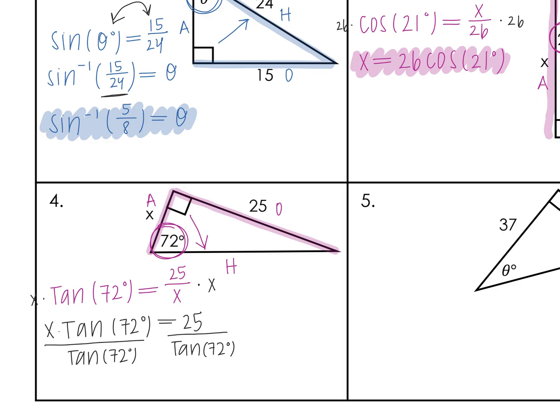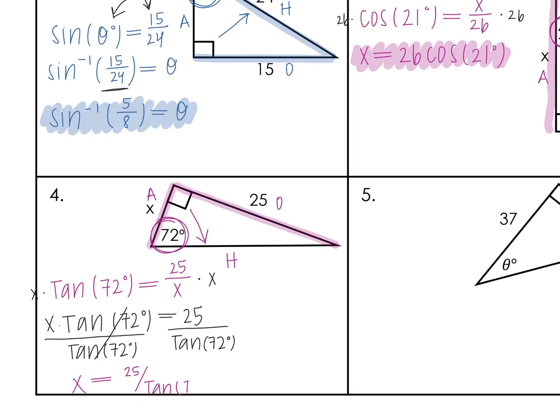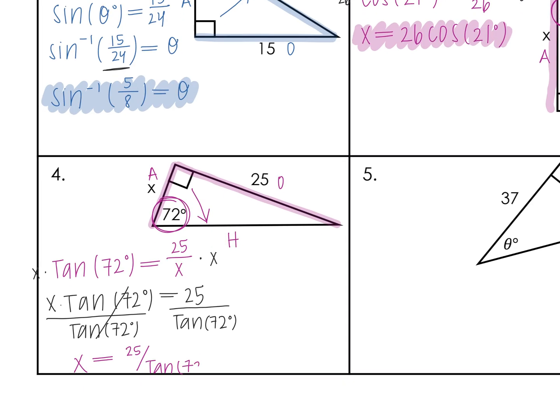And I'll be left with x on my left side. So here, my x is going to be equal to that 25 divided by tangent of 72 degrees. Sorry, it wasn't letting me write. And so this right here will be your final answer for your calculator ready form, ready for you to plug in. Now, like I said, I'm going to mention the real quick trick.